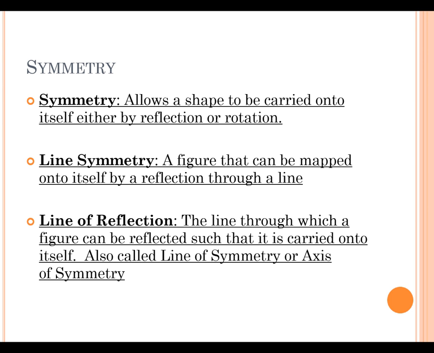So the line of reflection, which is also called the line of symmetry or axis of symmetry, is the line through which a figure can be reflected such that it's carried onto itself. So line symmetry means it has lines of reflections. And the line of reflection is the actual line that splits a shape in half. So these three you should copy down onto that paper if you are not able to do it during class.